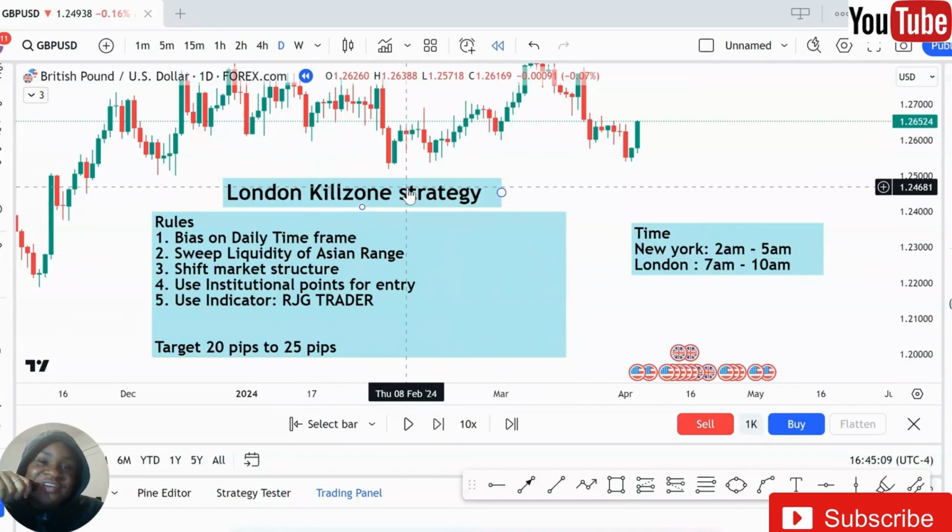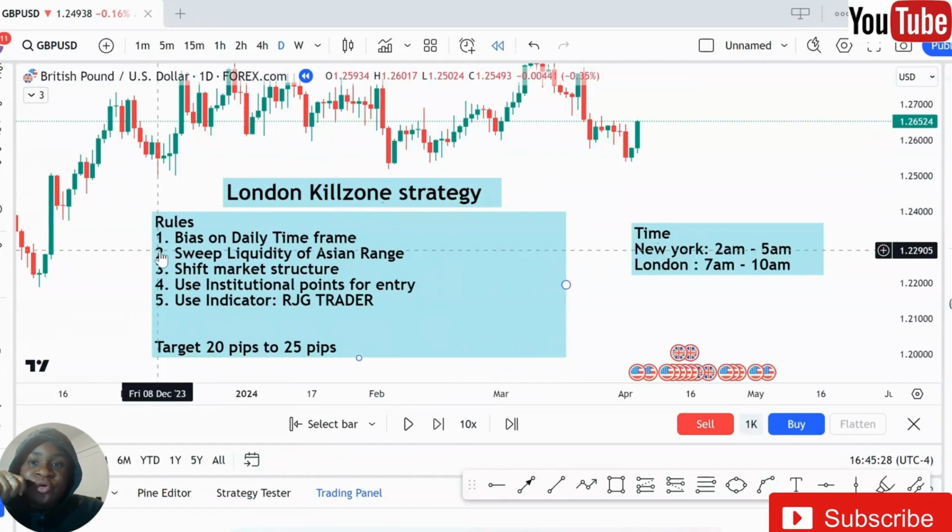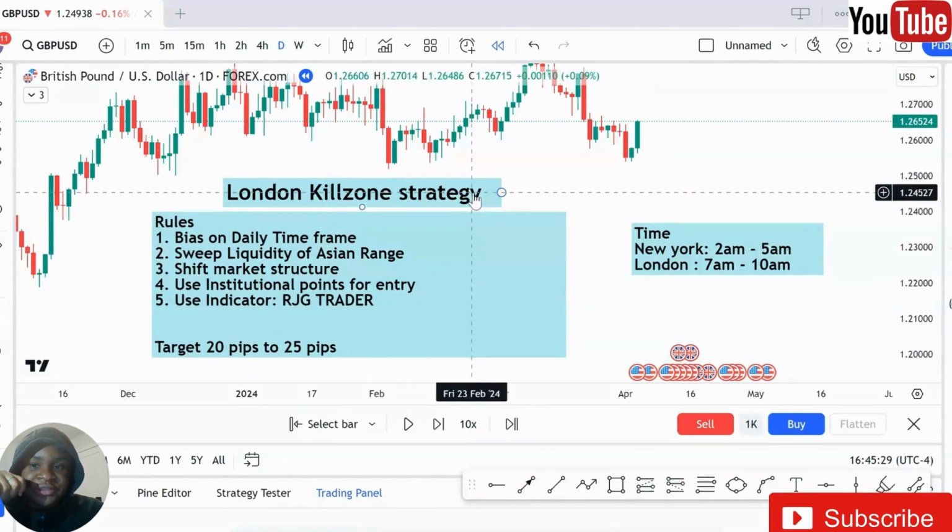It's not usually very easy to get strategies or to understand strategies because there are so many strategies out there, but I hope this one will help you to also be profitable if you get used to it. Now, these are the rules and regulations that involve the London Q zone strategy.